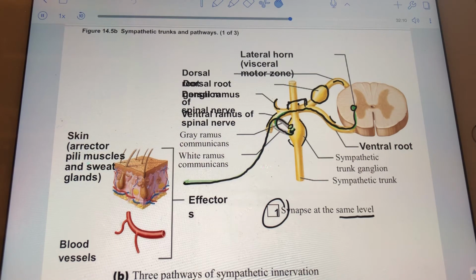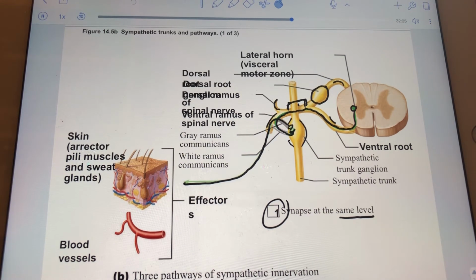Usually when we think of an axon, we think white matter. We don't think gray matter, okay? But in this case, we want to think gray matter because remember, postganglionic neurons are non-myelinated. So when they're clumped together, they're going to be darker in color, okay?